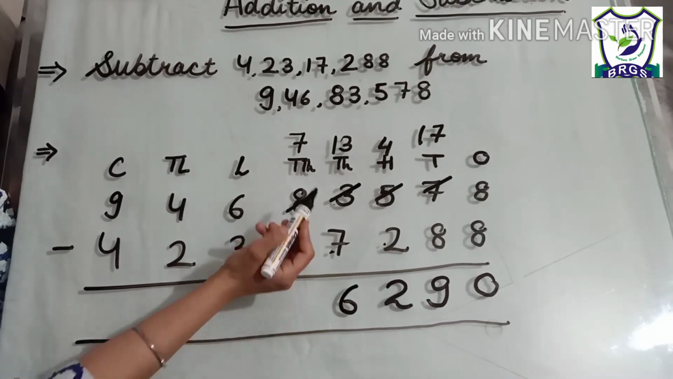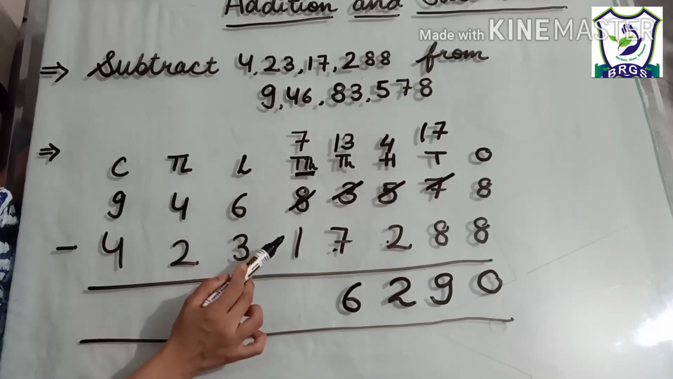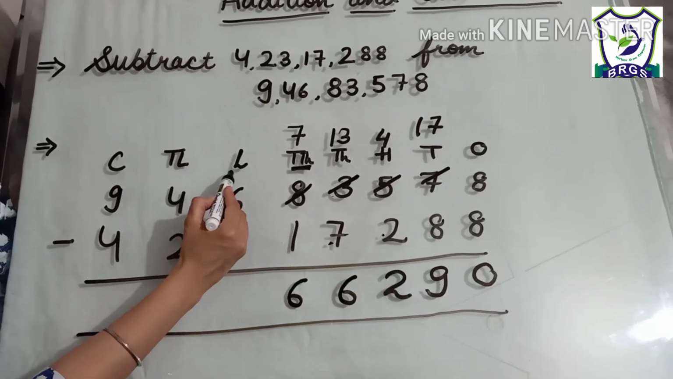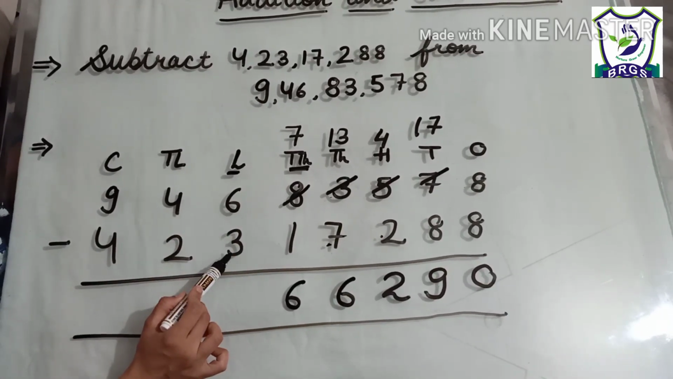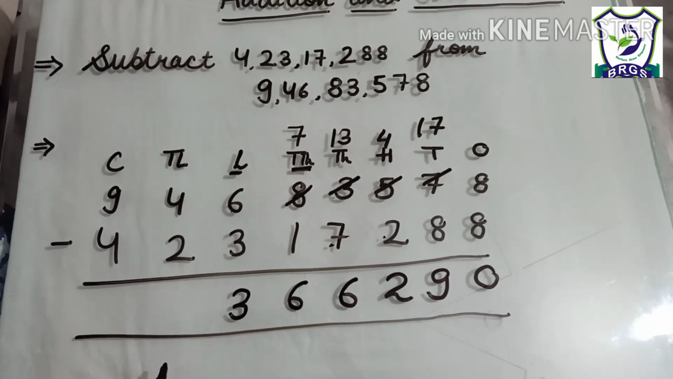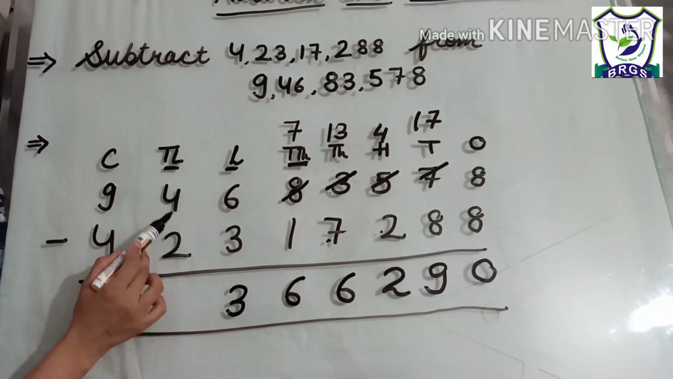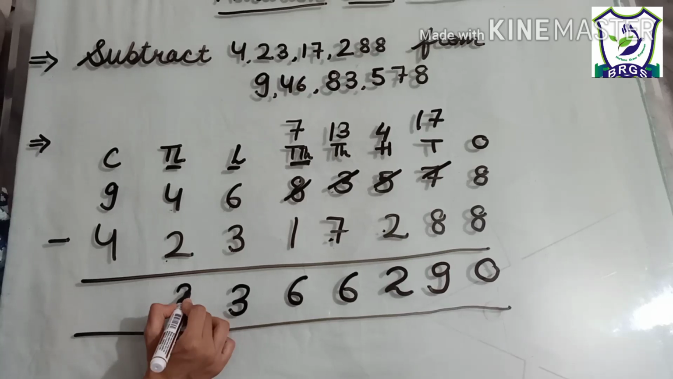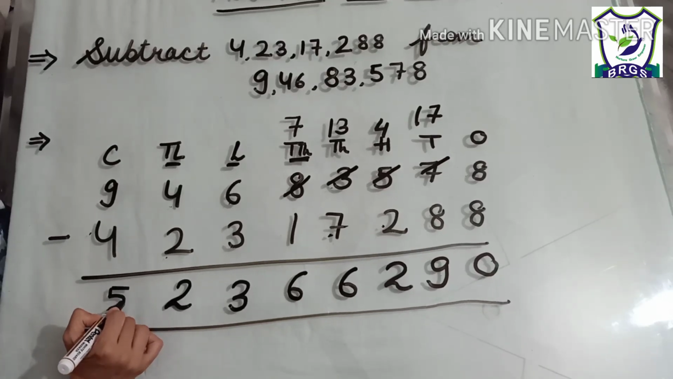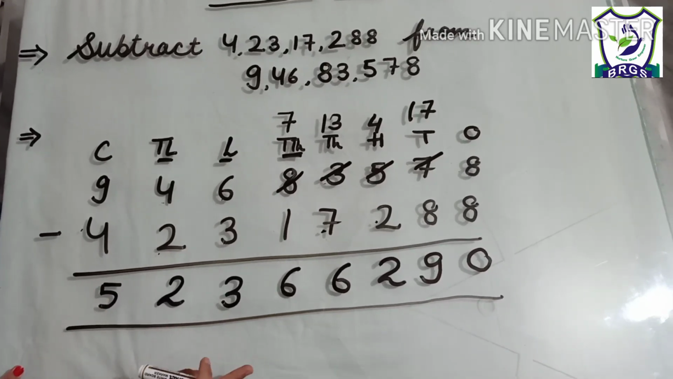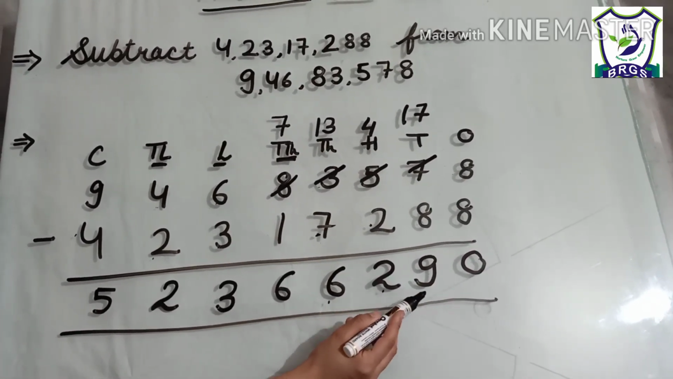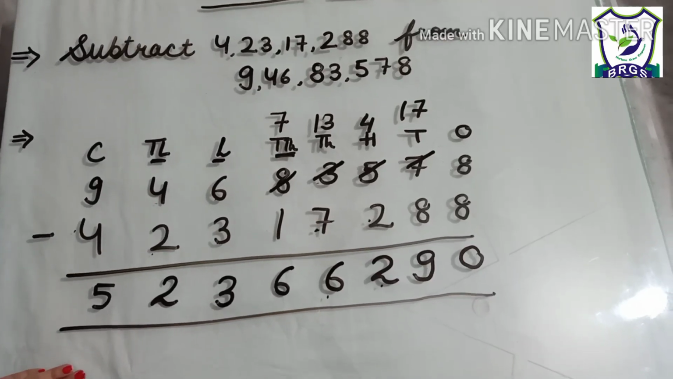Okay students, so come to the 10,000 place. 7 minus 1, what will we get? 6. Now come to the lakhs place. Here we have to subtract 3 from 6. So 6 minus 3 will be 3. Come to our next step, the 10 lakhs column. Here it is 4. 4 minus 2 is 2. Next one is crore. 9 minus 4 is 5. This is our answer: 5 crore 23 lakhs 66,290. We have also discussed these sums in our first video.